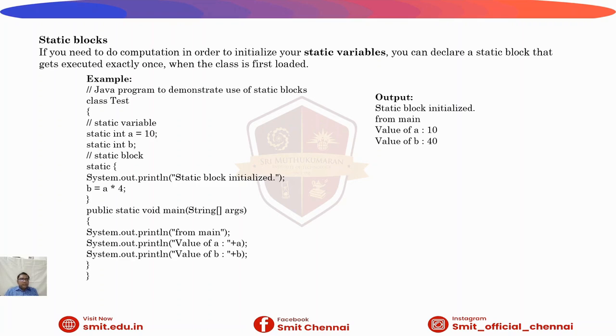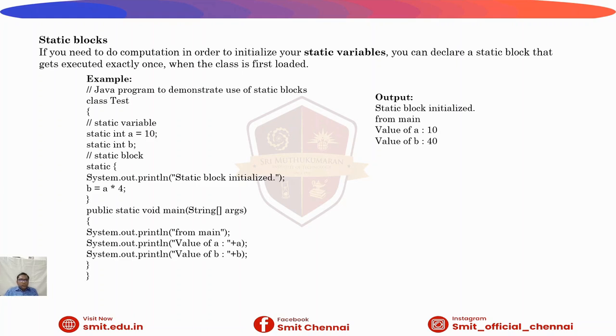Next comes the static block. Inside we have a print statement saying that the static block is initialized. Then we have another statement, b is equal to a into 4. Then we have the main method, and inside the main method there are three print statements. The first says from main, and the second and third print the values of a and b.